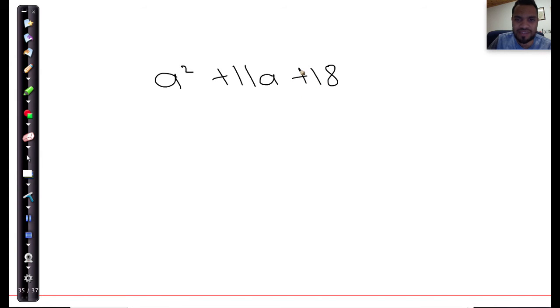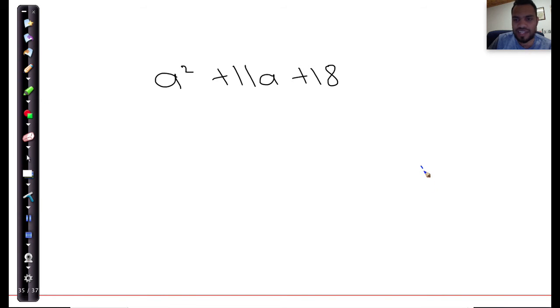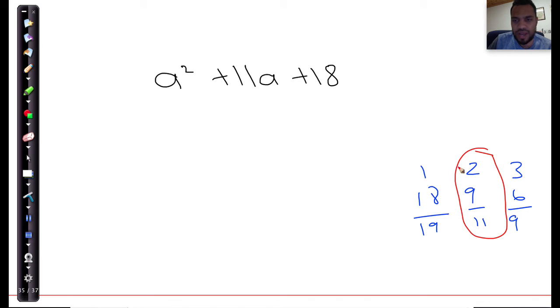I must add whenever this last term is positive. So I'm going to do that. I'm going to say the factors of 18 are 1 and 18. It is 2 and 9. When I add these I get 19. When I add these I get 11. It's 3 and 6. When I add this I get 9. So clearly you can see that the factors we need to use are 2 and 9.